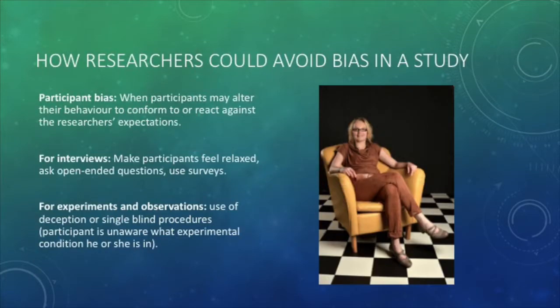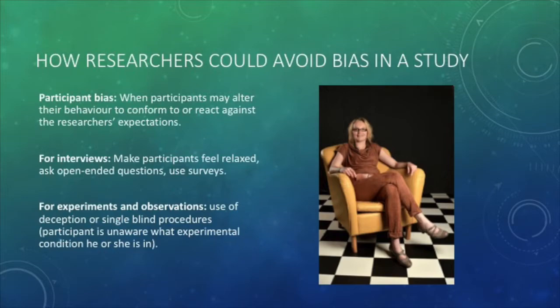The researchers also used a single-blind procedure, which is when only participants are unaware of what experimental conditions they're in. This was to reduce participant bias, which is when participants may alter their behavior to conform to or react against the researcher's expectations. This may happen during interviews, as there is a tendency of social desirability, and participants may not be completely honest face-to-face. This can possibly be dealt with by asking open-ended questions without expecting particular answers and making sure participants are comfortable in sharing information.